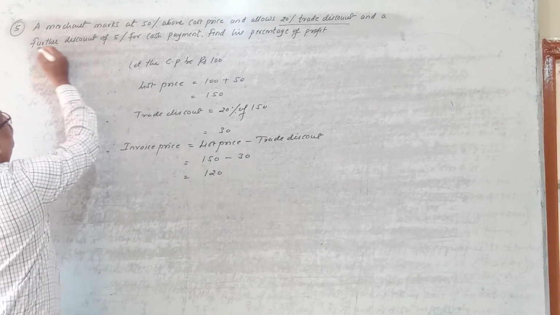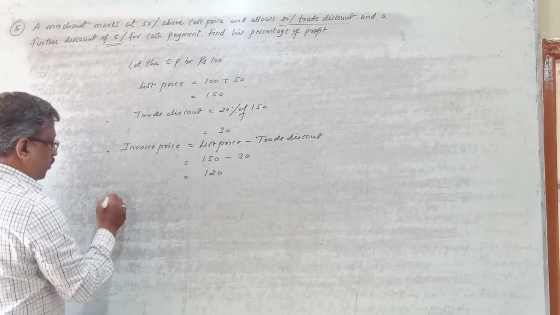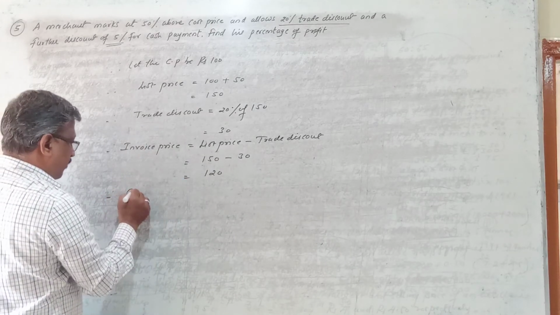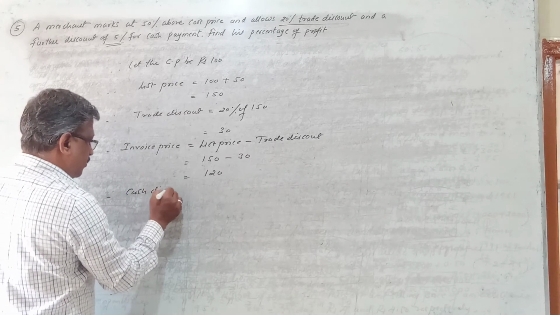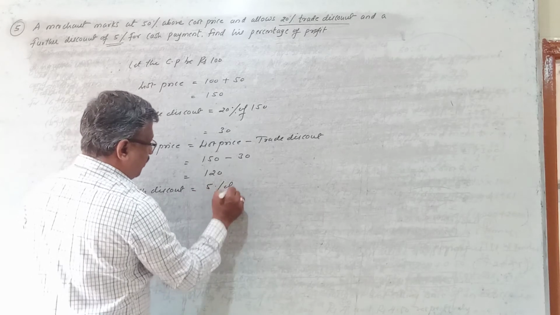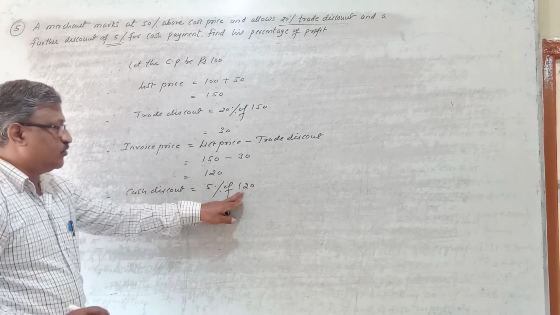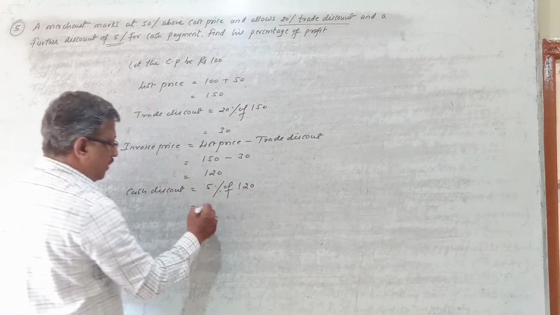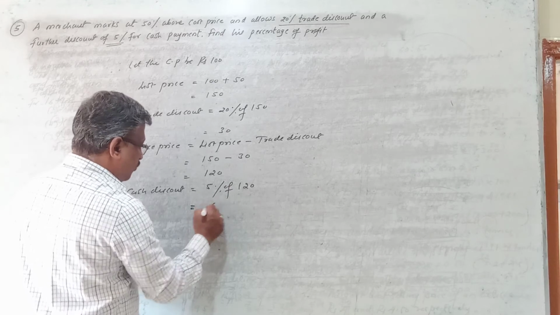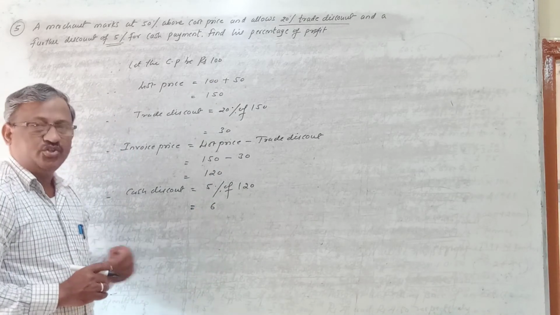So again he is giving what? 5% cash discount. And cash discount is always allowed on which price? Invoice price. So now you calculate the cash discount. Cash discount is equal to 5% on what? Invoice price. What is my invoice price? 120. On 120, you calculate 5%. So you get rupees how much? 6. So again he is giving 6 rupees cash discount.